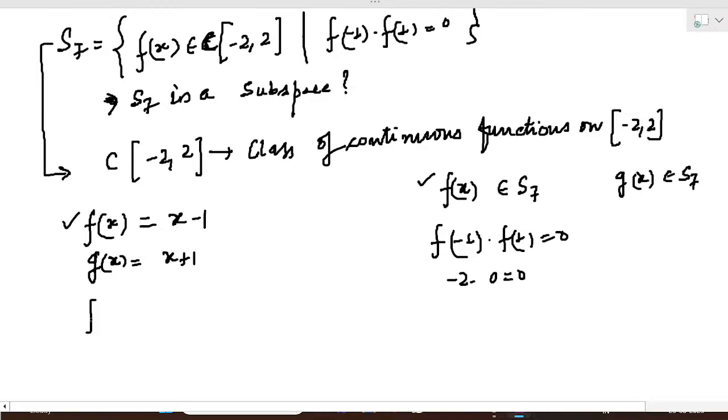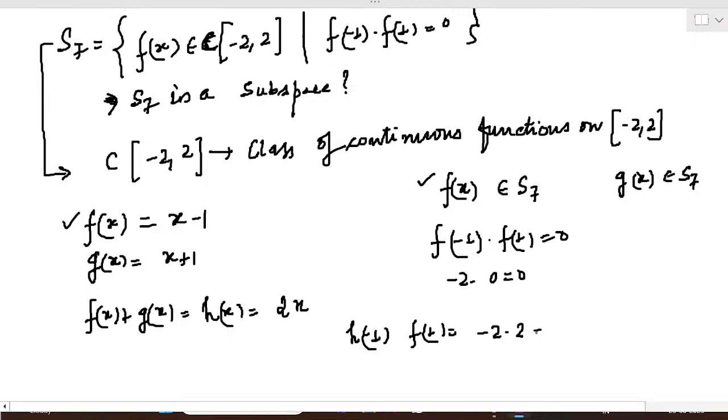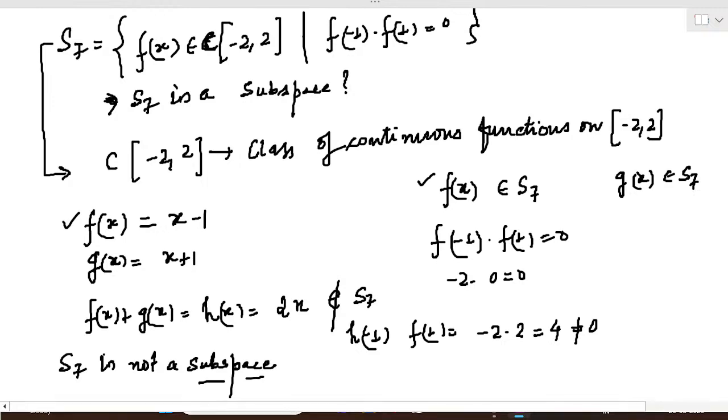But do you think that the sum would belong to S7? So f(x) plus g(x) is equal to h(x), let's say. And what is h(x)? h(x) would be simply twice x. And now let us do h(-1) and h(1). It would be equal to minus 2 into 2, which is equal to minus 4, which is certainly not equal to 0. So clearly it does not belong to the S7 set. So you can say that S7 is not a subspace. Let us take one last example and conclude this discussion of subspaces in general.